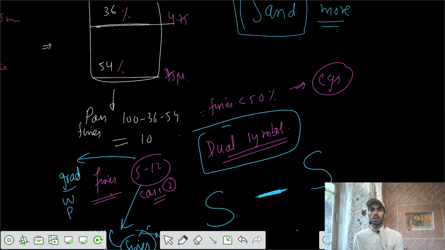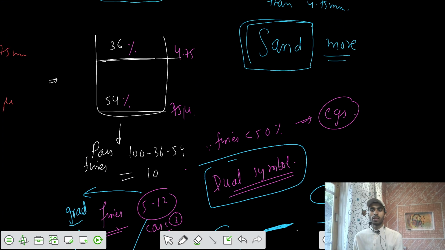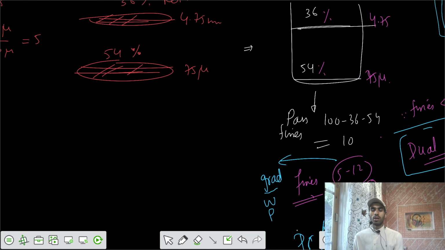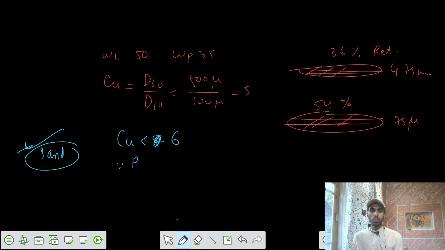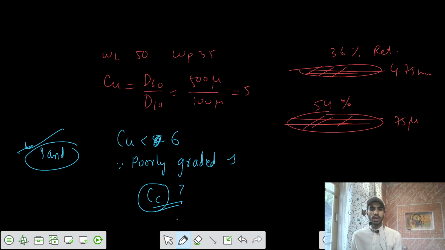So we got that coarse grained soil is actually sand. Now let's calculate Cu, Cc. So we said that the soil is sand. Now tell me, if your Cu is less than 6, what is that? Is that poorly graded sand? There is no need of calculation of Cc. It's not needed because it has failed earlier. It has failed in the calculation of Cu itself. Poorly graded sand.